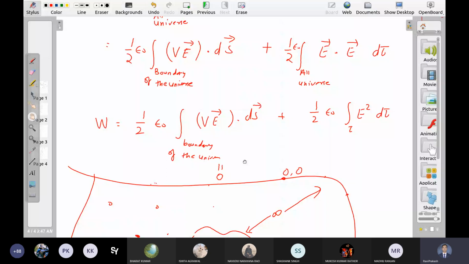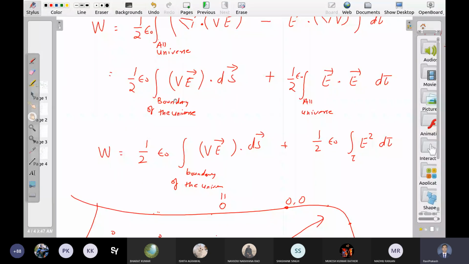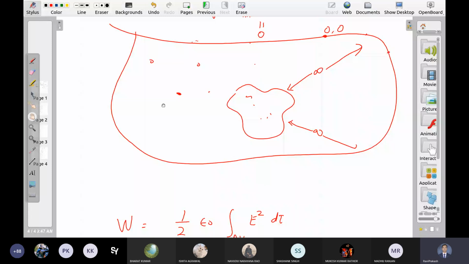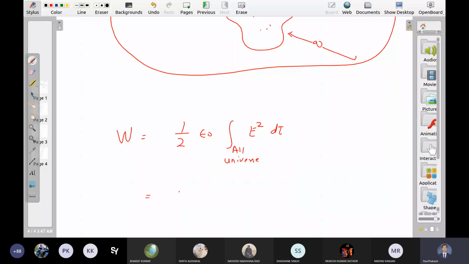See, earlier we were getting this integral at surface. See, so this is the overall situation. We have this integral or we have this integral. Let me rewrite the first integral again. Half epsilon naught V E dot ds, plus half epsilon naught integral E square d tau. Both the answers are correct, but what is the size here?